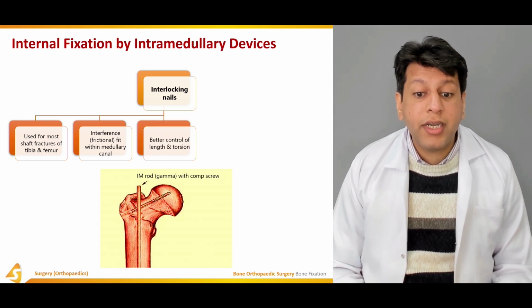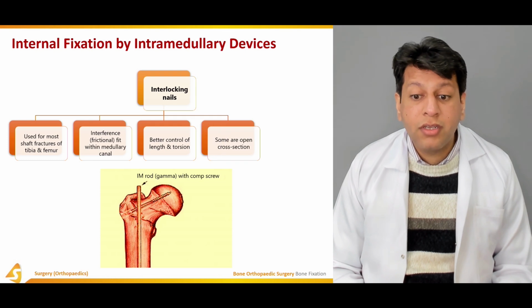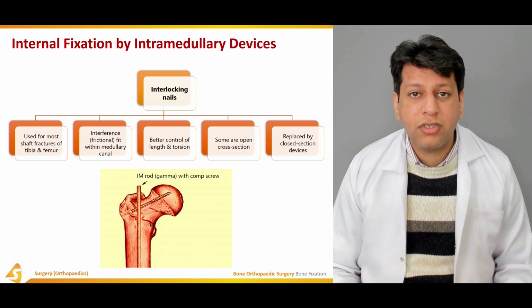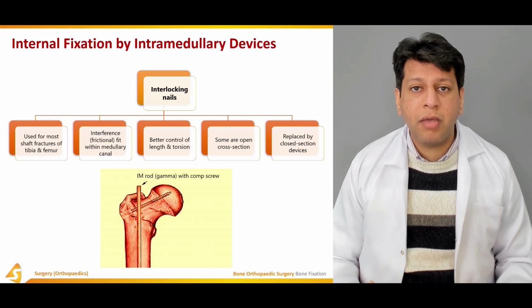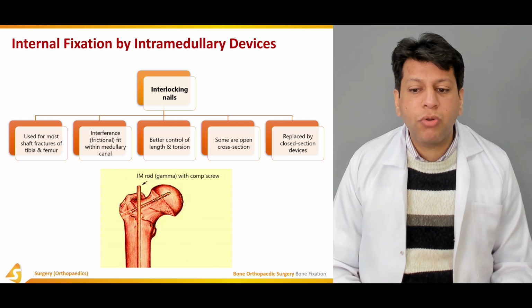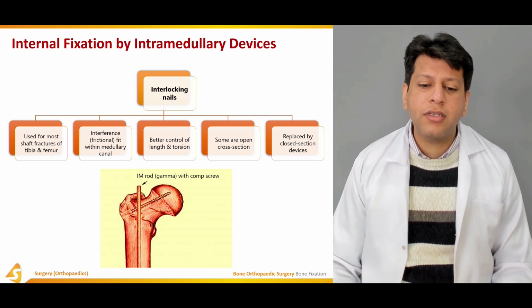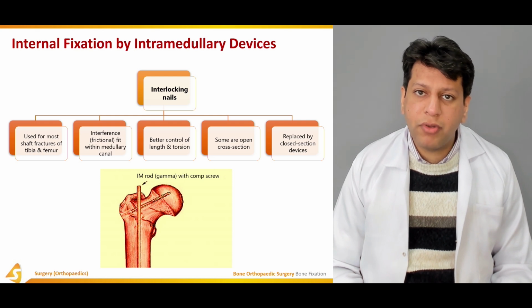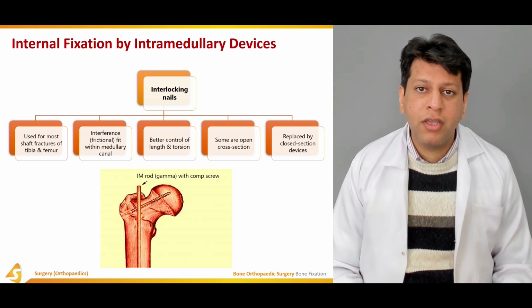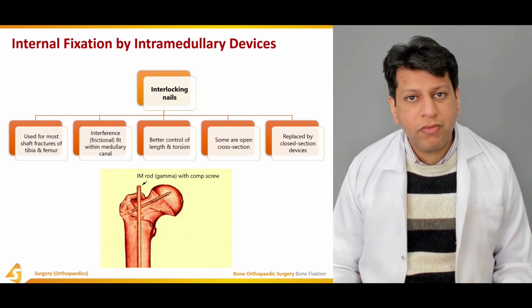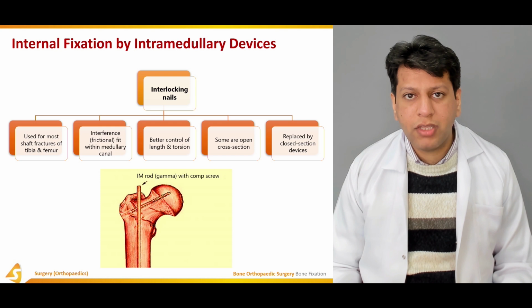And they give better control of length and torsion. Some are open in cross section to reduce the damage they can do to the bone marrow, and then can be replaced by closed section devices. The important point is if you're passing an intramedullary nail for a femur fracture in the diaphysis, this can be done in a closed technique. That is, we do not need to open the fracture site, and we do not need to drain the hematoma.